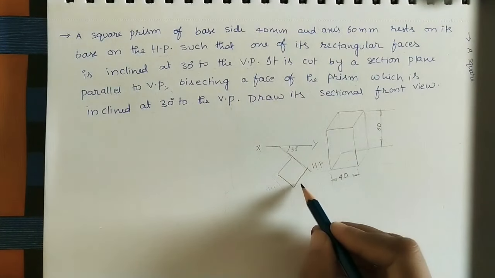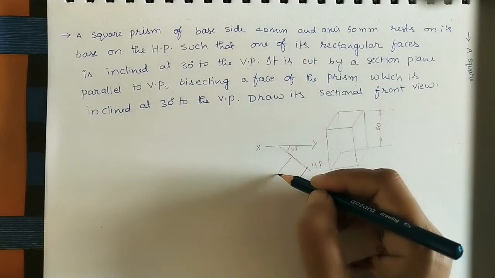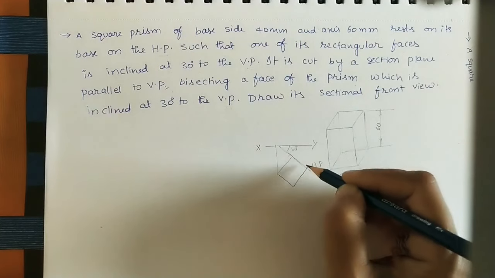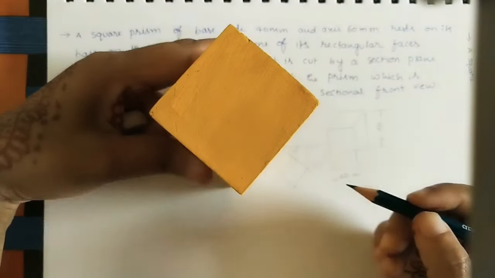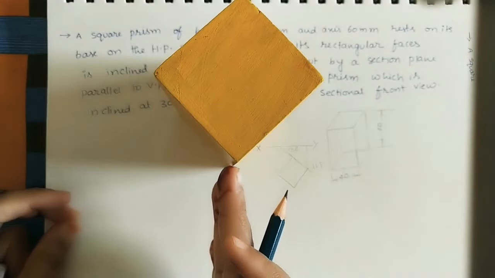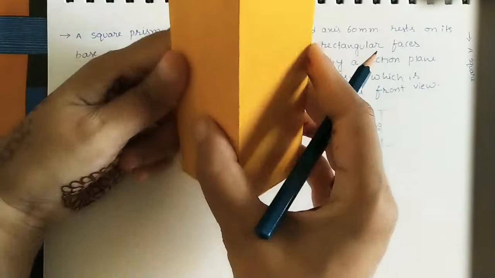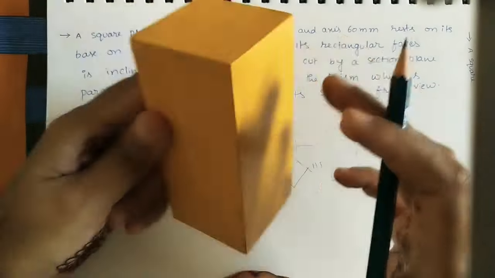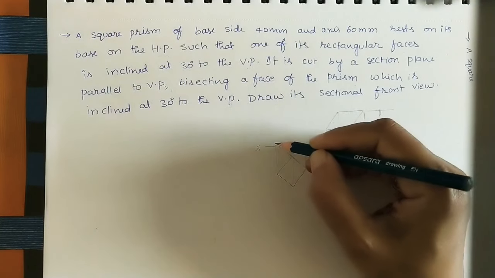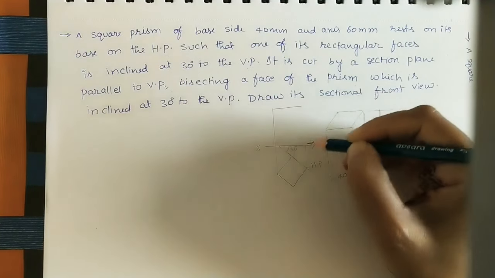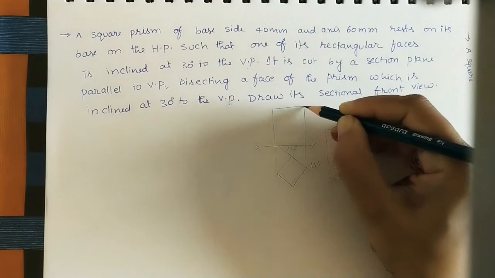Okay, this is the top view. Now for getting the front view, just do the projector lines from all the corners. Now in the front view, this is the front side for us. So in the front view we can see this entire rectangle. We can see the entire height also. How much is it? 60 mm. So above this XY line, we can take the 60 mm height like this.